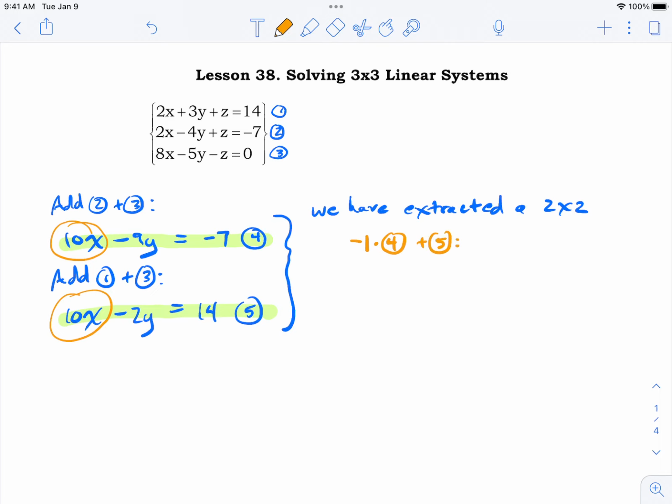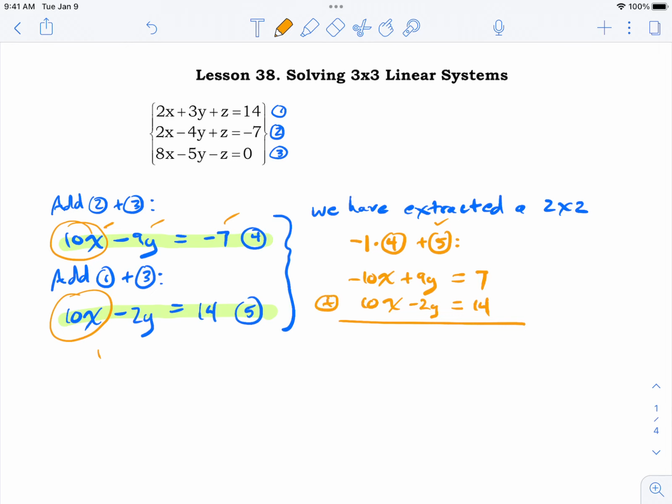Now I'll actually write this out this time. So I'm multiplying equation 4 by a negative 1. So 10x here becomes negative 10x. Negative 9y becomes plus 9y, equals, and then the negative 7 becomes positive 7. Okay. Now I'm going to add equation 5 as is. So I'm copying this bottom equation now: 10x minus 2y equals 14. Can add these 2 equations together now.